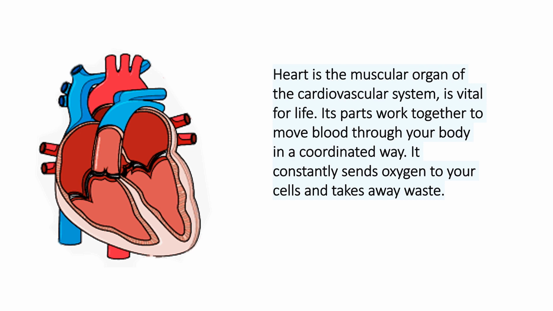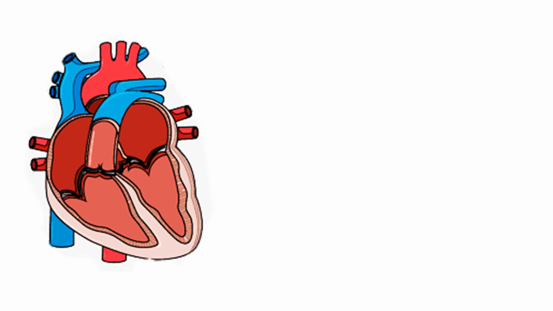The human heart is a muscular organ of the cardiovascular system, which is very vital for life. Its parts work together to move the blood through the body in a coordinated way. It constantly sends oxygen to our cells and takes away wastes. The waste may include the products which are no longer needed by our body, for example, carbon dioxide.